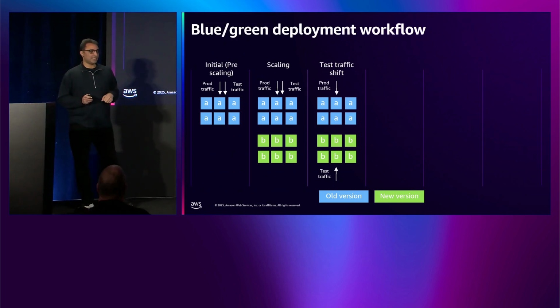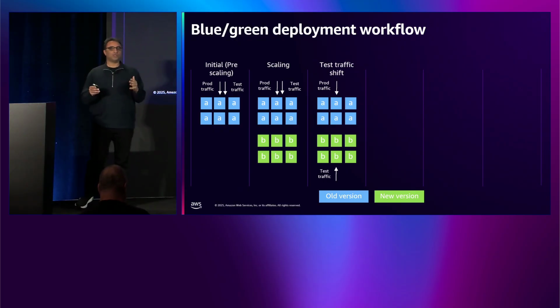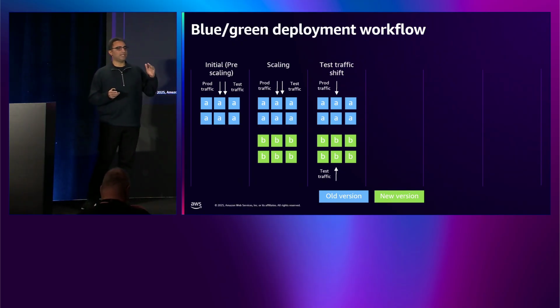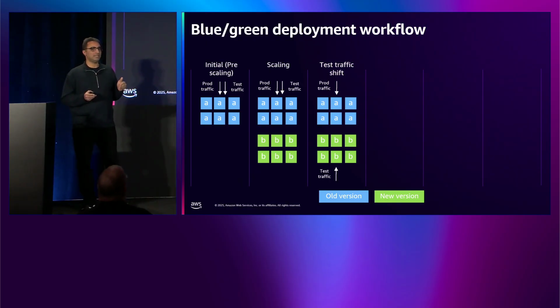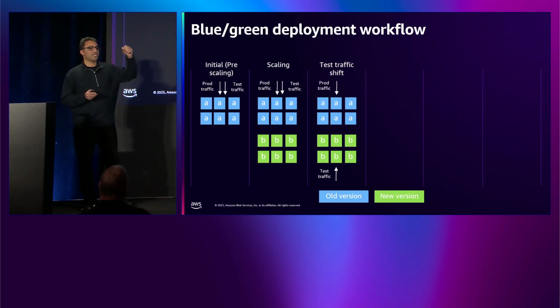Then we get into the test traffic shift stage. With blue-green, you have this ability to segregate production traffic from test traffic. So if you are talking about a service which is exposed using application load balancer, what you can do is you define an additional listener. This becomes your test listener. And this can be used for testing this new version before shifting the actual traffic or before changing the production listener to point to this new version.